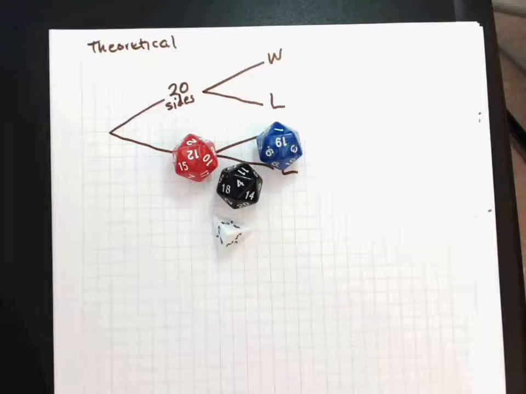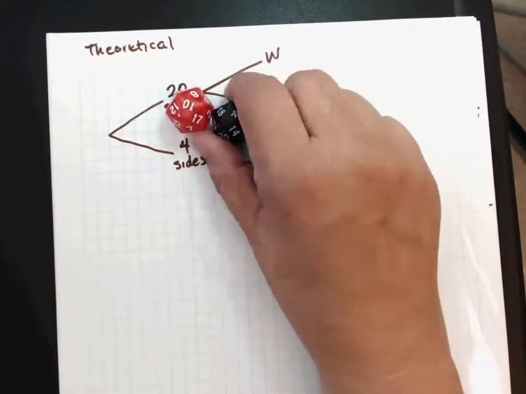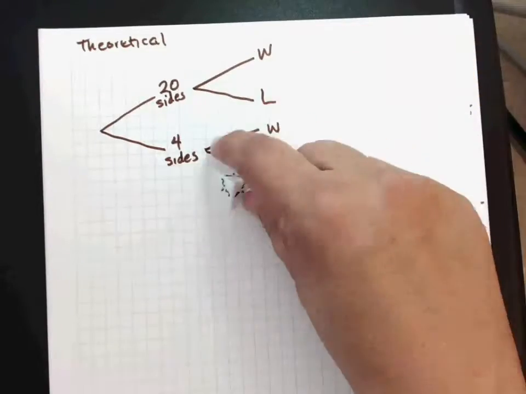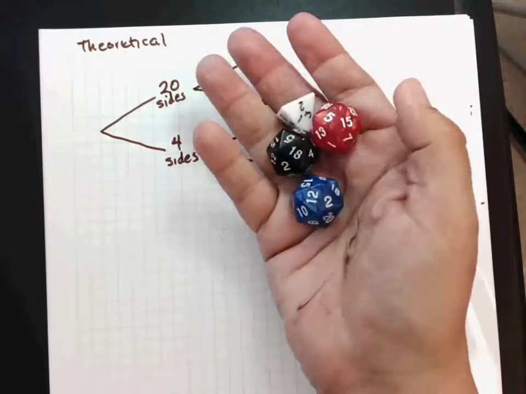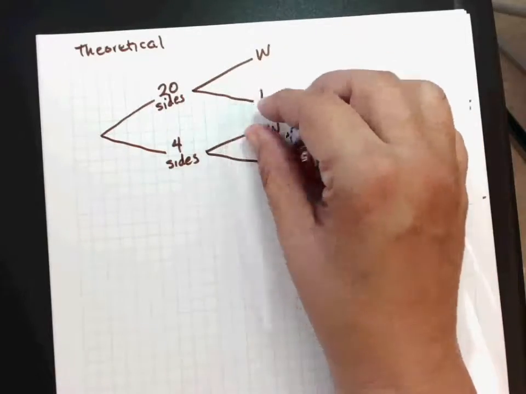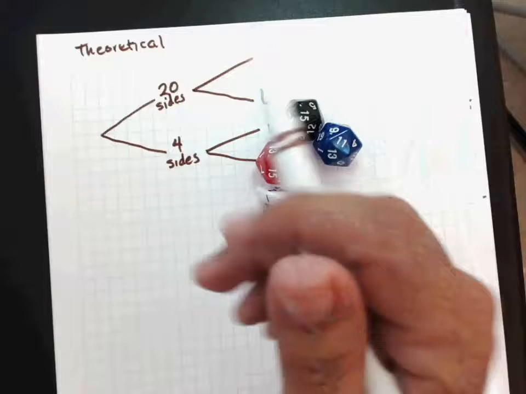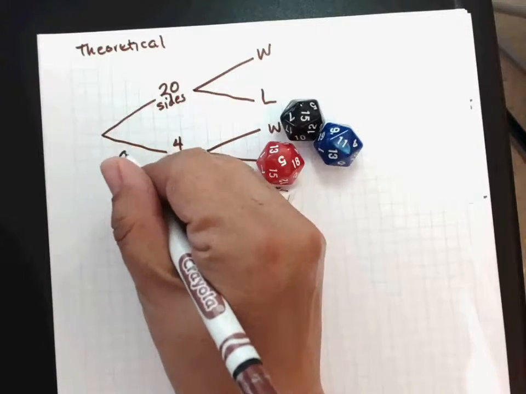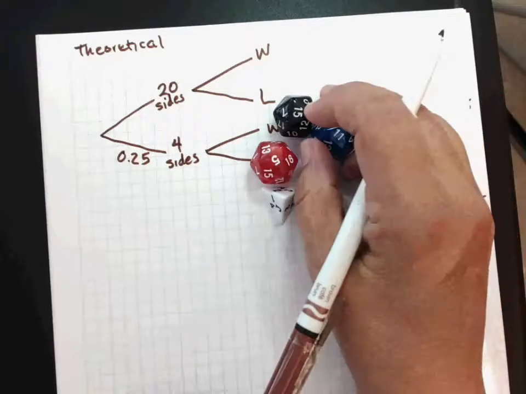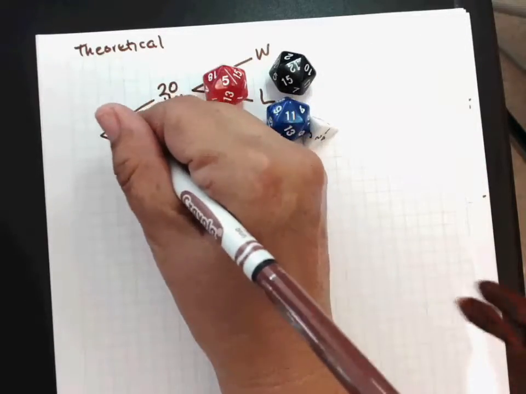Okay, so now we're going to go ahead and take a look at theoretical. In this game where I did it with my students, they had 4 die. Now if I had randomly assigned these, what's the probability they would get the 4-sided die? Well, it's 1 out of 4, right? The probability they get a 4-sided die is 1 out of 4, or 0.25, because that's pretty easy right there. And the probability they had a 20-sided die was 0.75.